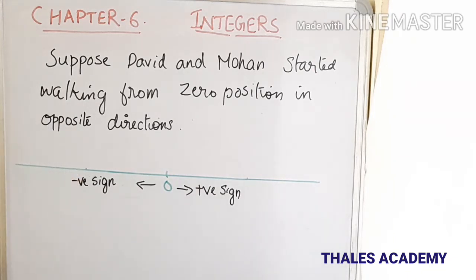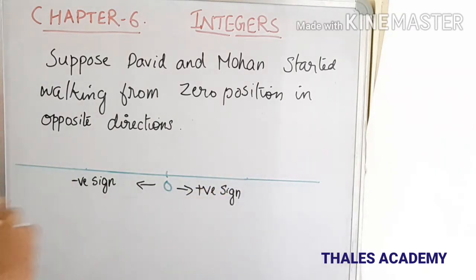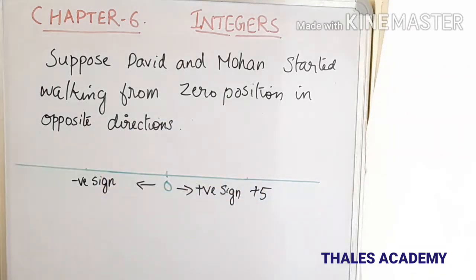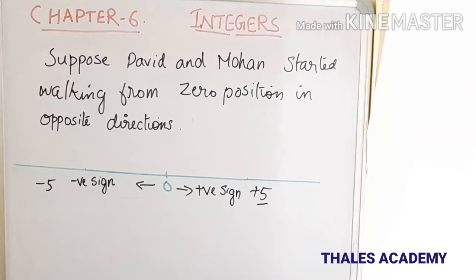If Mohan moves 5 steps to the right of 0, it can be represented as plus 5. If David moves 5 steps to the left of 0, it can be represented as minus 5. 8 steps to the left of 0 is represented as minus 8.